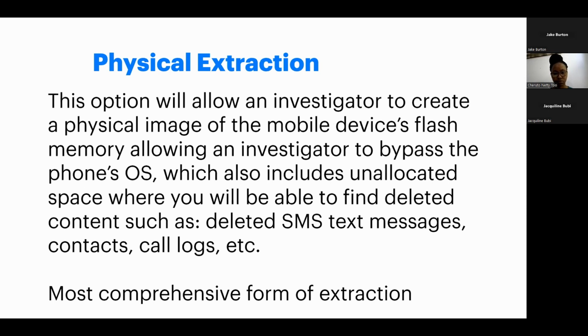And then the physical extraction. This option will allow the investigator to create a physical image, literally, of the mobile device's flash memory, allowing an investigator to bypass the iPhone's operating system. I'll talk later about that in the next slide. It also includes unallocated space, where you will be able to find deleted content, such as deleted SMS messages, contacts, call logs, images, etc. Any form of deleted messages and information can be extracted using a physical extraction.